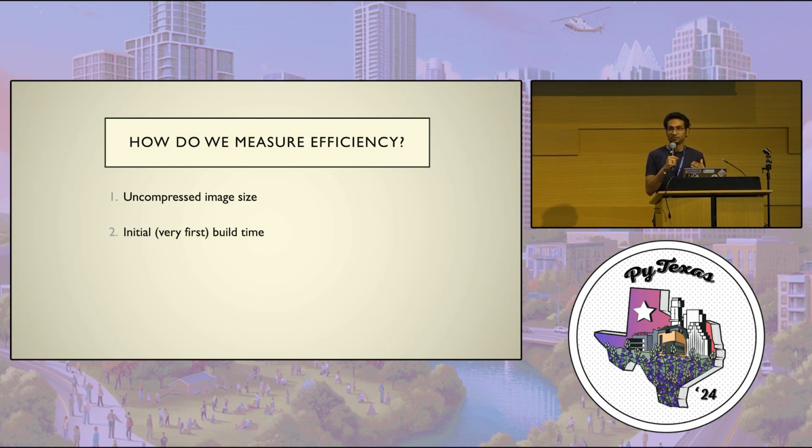Then we have the initial, very first build time. This is the one where we have no caching. Imagine that you're building an application, and you are just building it for the very first time, so you don't have any caching whatsoever.